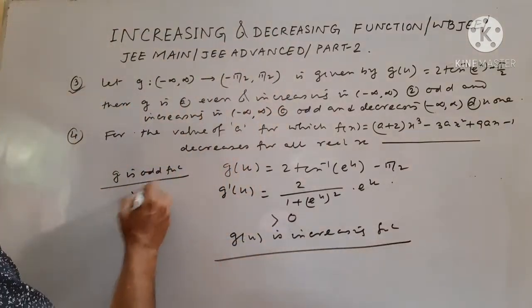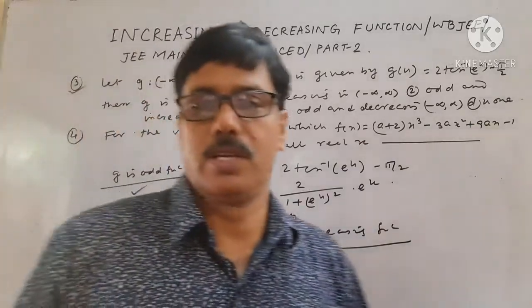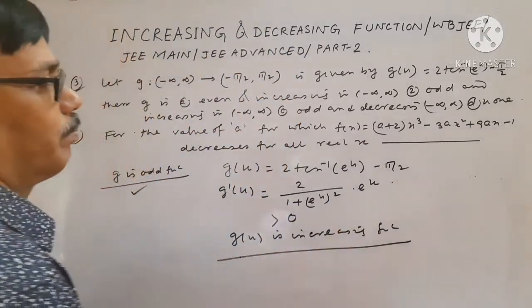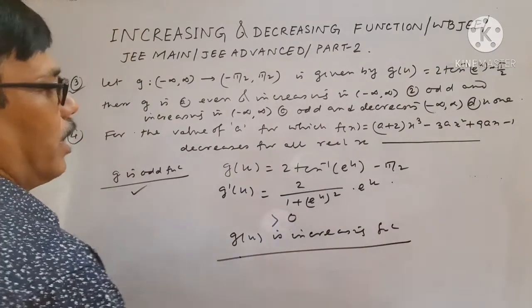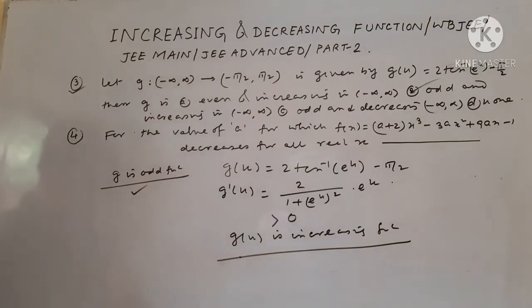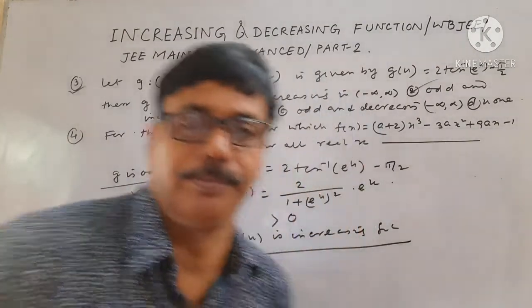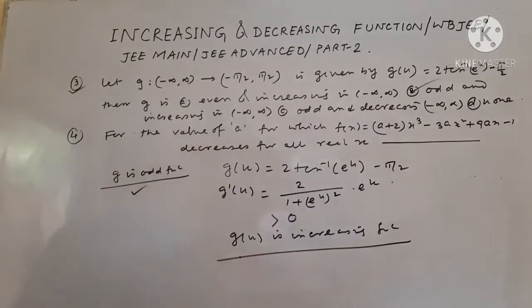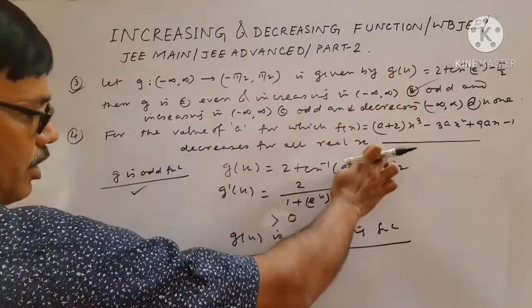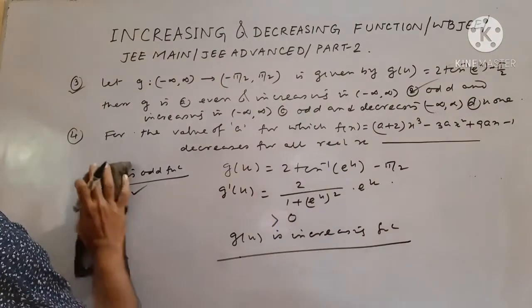So we are getting two options. One is odd function, and the increasing part is very simple. So odd and increasing, so option number 2. So g(x) is odd and it is obviously increasing.